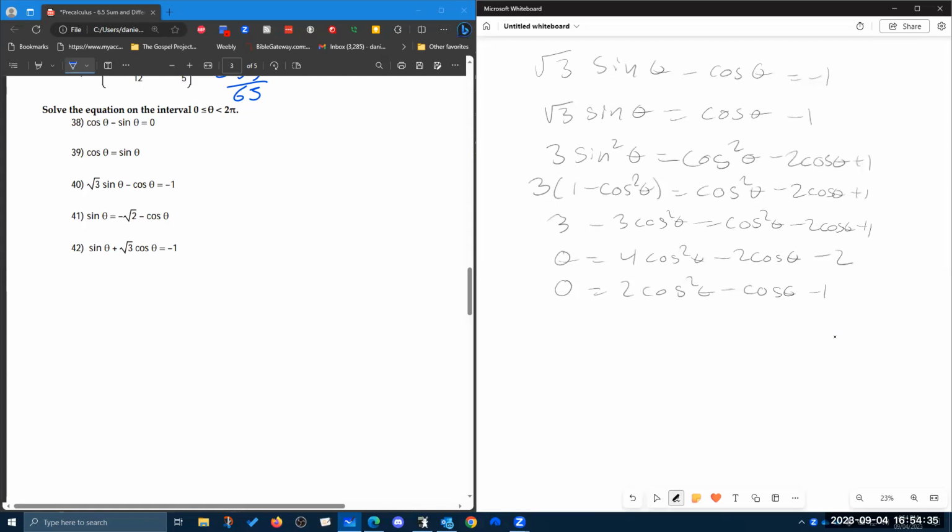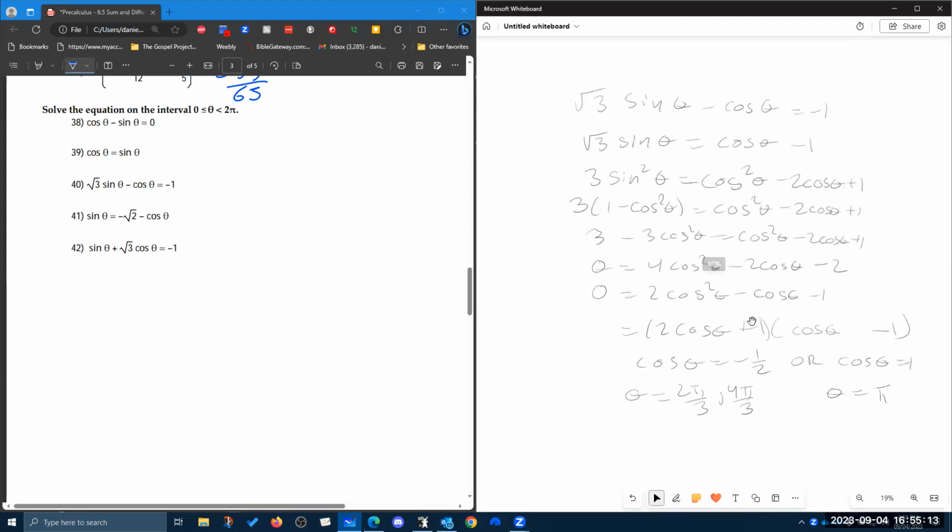It's going to be 2 cosine theta and a cosine theta. And then this is going to be a -1 and a +1. Cosine theta equals a -1/2, or cosine theta is equal to 1. Theta equals 2 pi over 3, 4 pi over 3. Cosine is -1 when theta is pi.